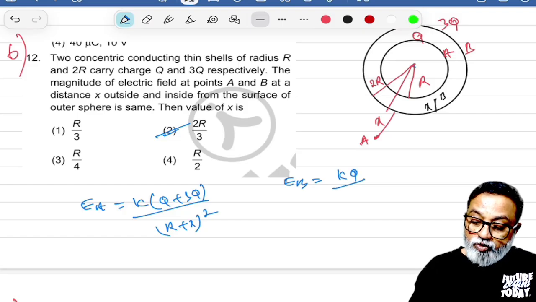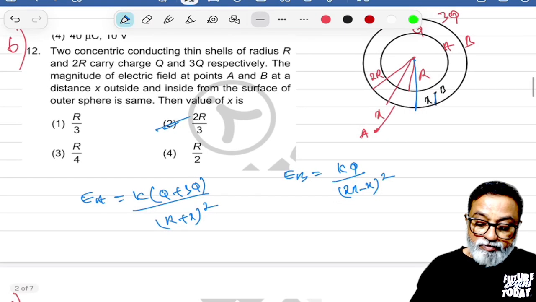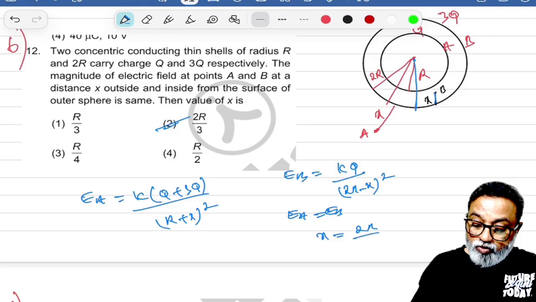Distance is here total distance is 2R and this is x. Therefore, remaining distance is (2R minus x) whole square. But in the problem, these intensities are same. Therefore, EA is equal to EB. After simplification, you can get 2R by 3.